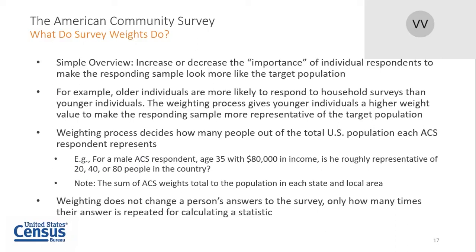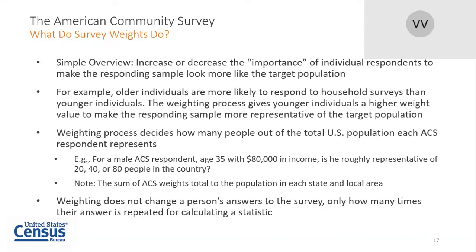Another way of saying this is that the weighting process decides how many people out of the total U.S. population each ACS respondent represents. So for example, let's say we have a male ACS respondent who's 35 years old and makes $80,000 a year. Is he roughly representative of 20, 40, or 80 people in the country?